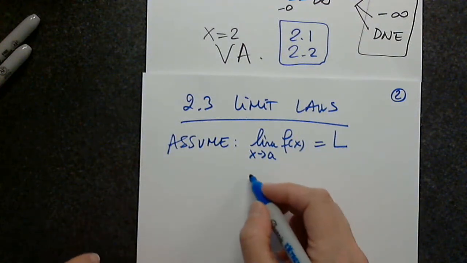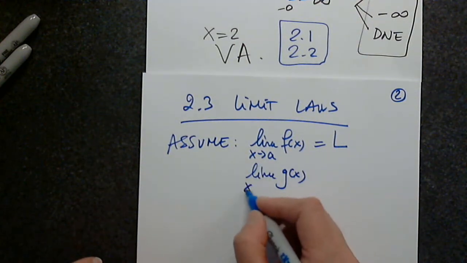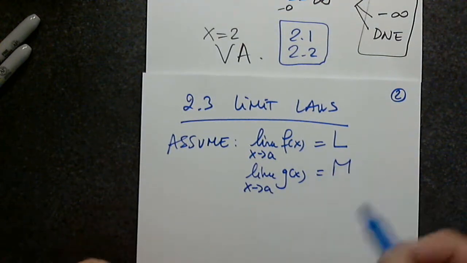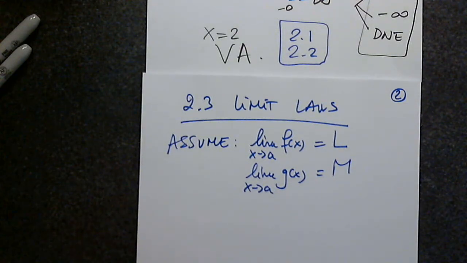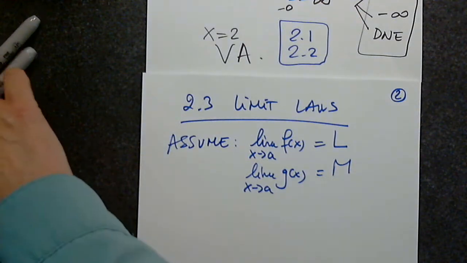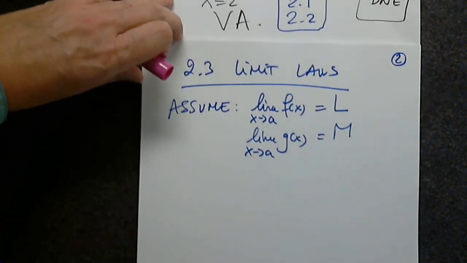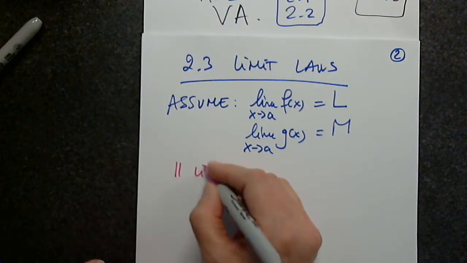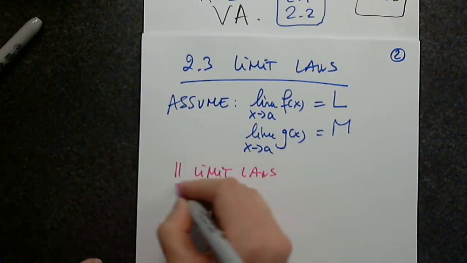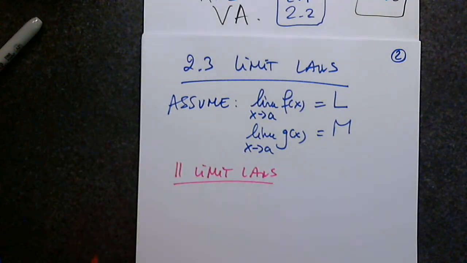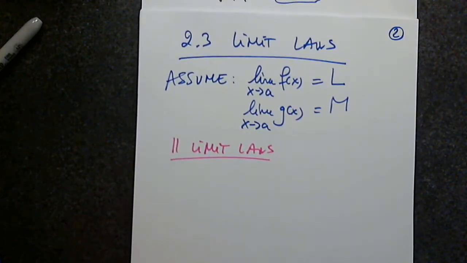We also assume that we have the limit of g of x as x approaches a from either side, let's say, is a number m, which means the same thing, the limit exists. Then we can write 11 limit laws, out of which really only a few, less than 11, are something that we should think of. Several of them are really just common sense. I wouldn't even call them limit laws, but they are in the book, so I'm going to list all 11.